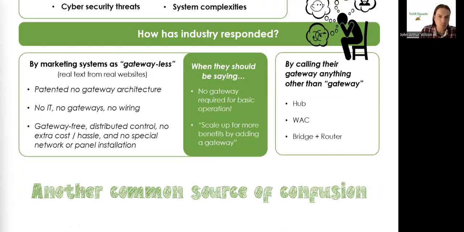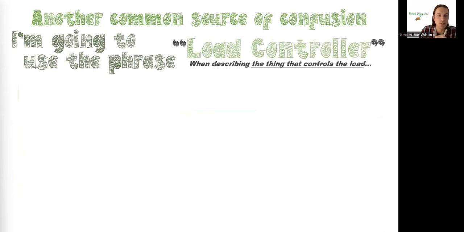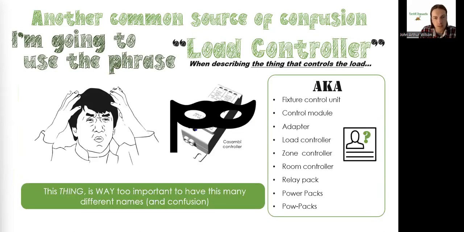All right. Next one, another common source of confusion. I am just going to use the phrase load controller when describing the thing that controls the load. Now, we're all experienced with these. We know that you can probably think of even more names for these little devices. Some of these make sense in the hierarchical lens, like there's a fixture load controller, and then a zone load controller, and then up to a room load controller. And then down at the bottom, what essentially is the Kleenex brand of Kleenexes. It's always funny when I hear people using this as the common phrase out there.